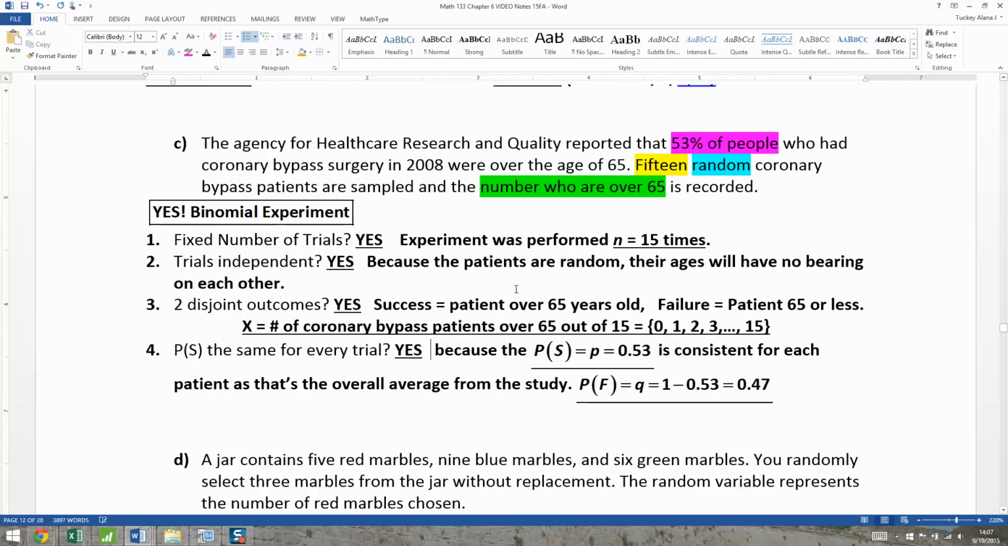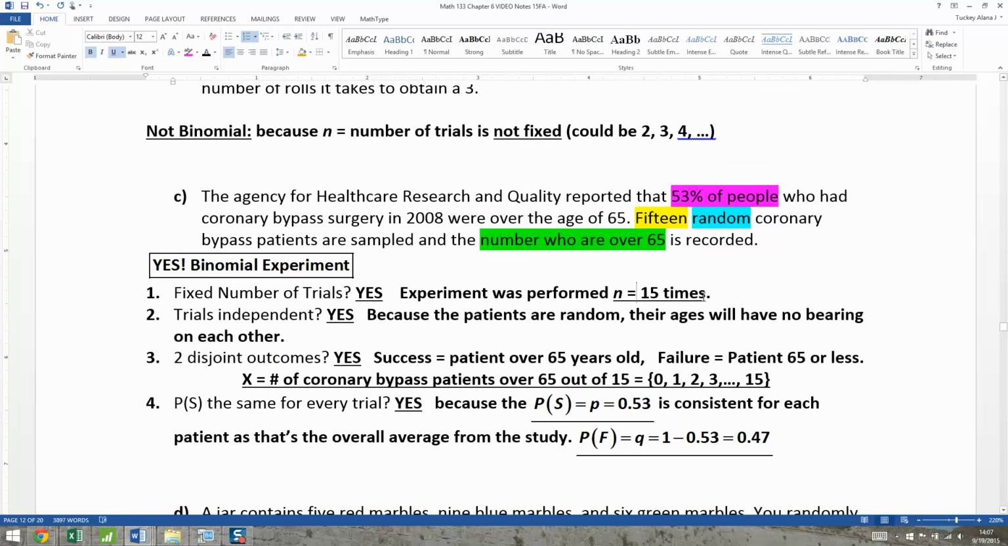Now I just want to highlight some things here. So the 15, that yellow part, that's where I know that this is 15. So I can give that a yellow highlight just to match. The random part is giving us this right here. So that's how we know that they're independent, as opposed to if they took 15 people from the same family or something. That would be bad. Well, it wouldn't necessarily be bad, but it would not be binomial, that's for sure.